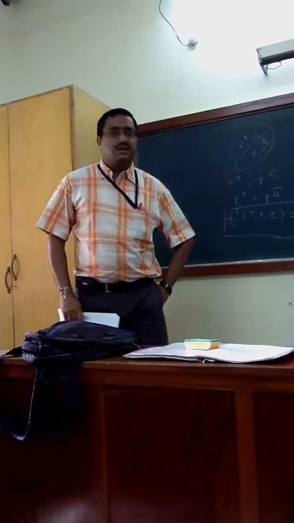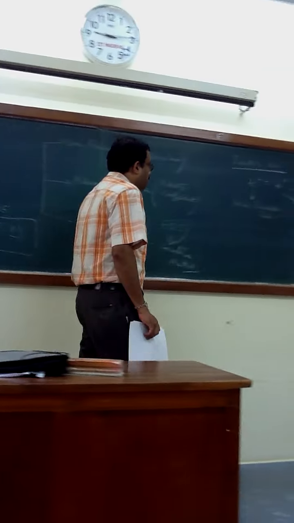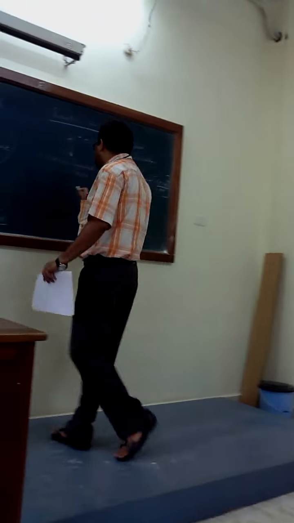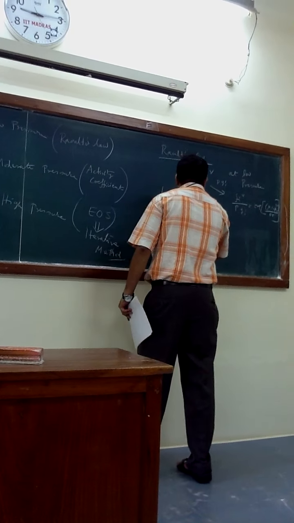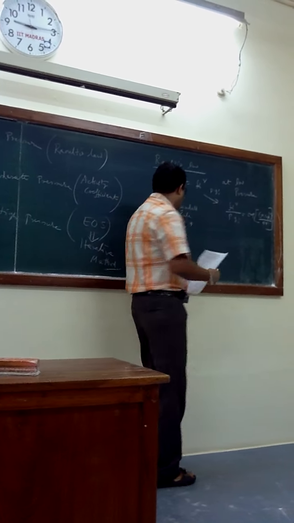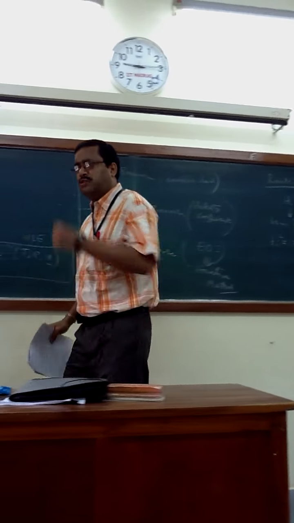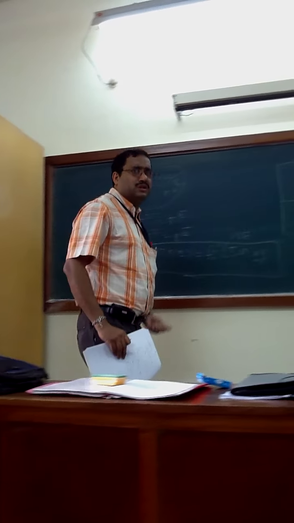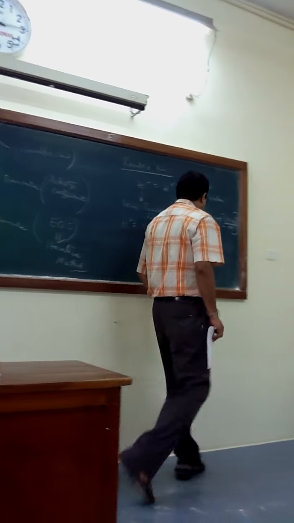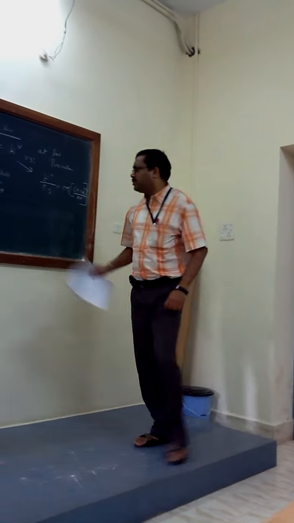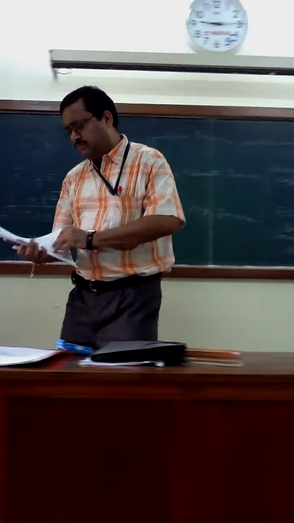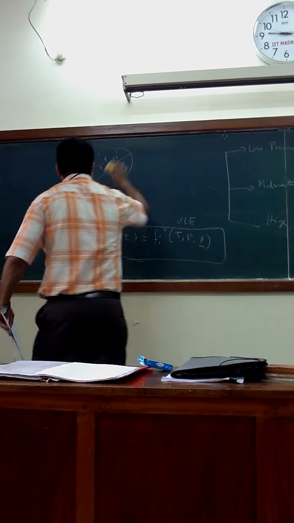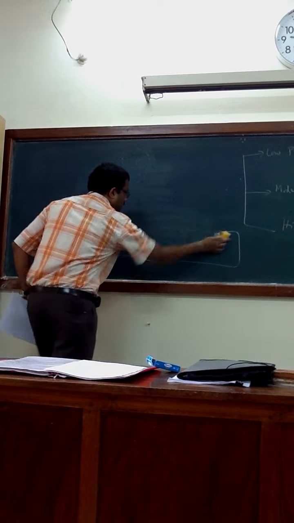For the fugacity of the component in the liquid phase, we have the Lewis-Randall rule, which is xi times fi star. We talked about it yesterday. xi is the mole fraction of the component in the liquid phase, and fi star is the pure component fugacity of the component. For the pure component fugacity, I just want to have a very fast recap of how to do the liquid phase fugacity calculation.